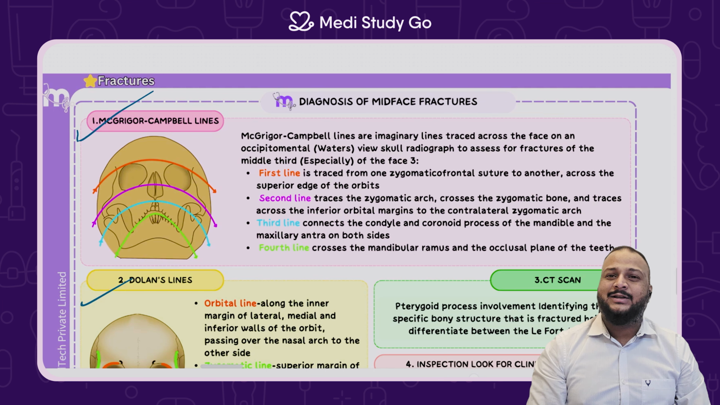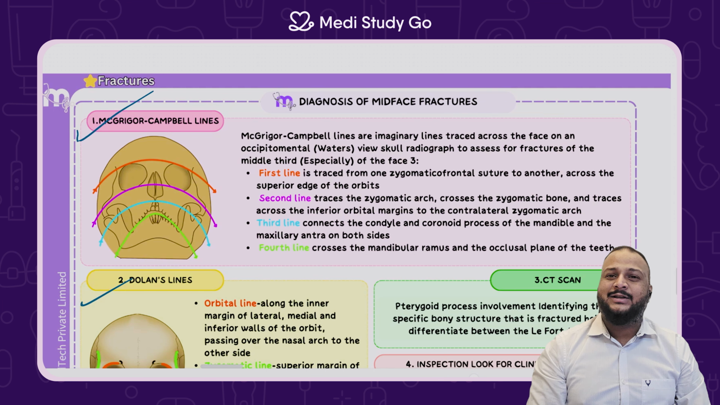So when you trace these lines on a Waters view, in a normal skeleton without a trauma, they will appear tangentially parallel to each other. But when you trace them in a fractured skeleton, these lines will appear not so parallel. And that is how they used to diagnose a midfacial fracture in the old times. And the technique was given by McGregor et al.